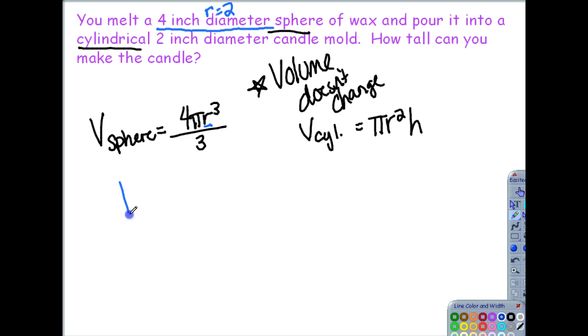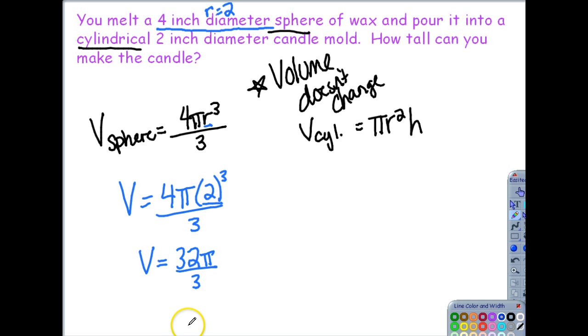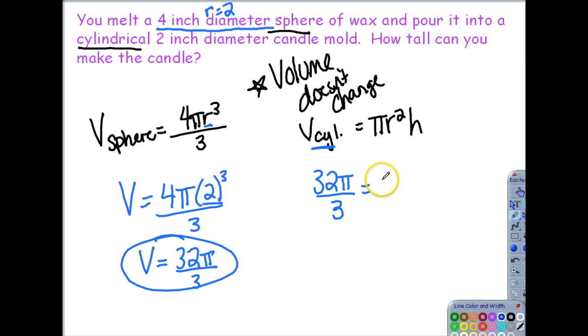So let's do that. The volume will equal 4 pi times 2 cubed all over 3. 2 cubed is 8, times 4 is 32 pi over 3. Now, here's the deal, guys. Let's just leave it like that. Trust me, there's no reason to do 32 divided by 3, it's not going to be a convenient decimal. So this is the volume of the wax, which is the sphere and the cylinder. So this 32 pi over 3 is also the volume of the cylinder, and that's equal to pi r squared times the height.